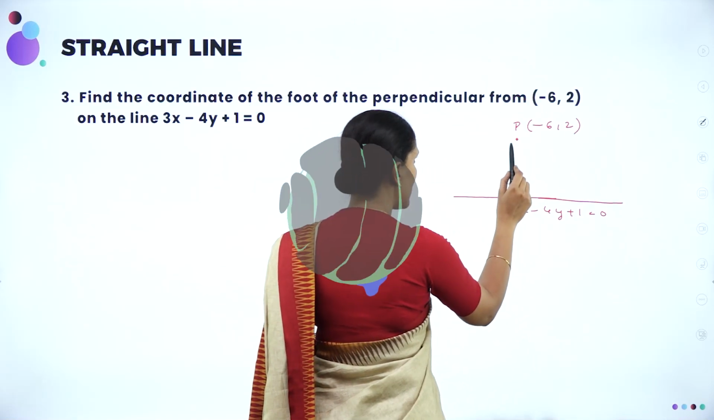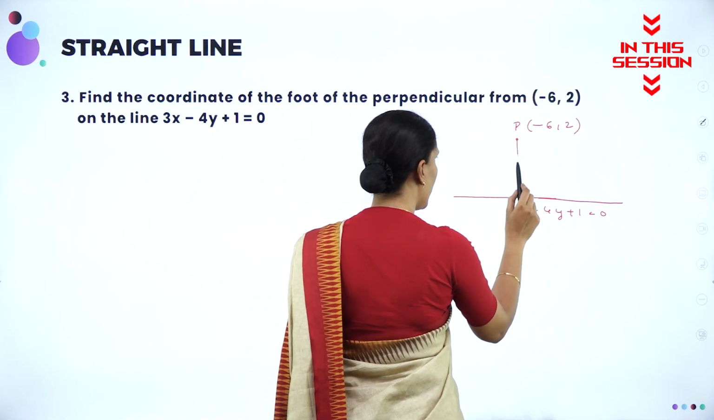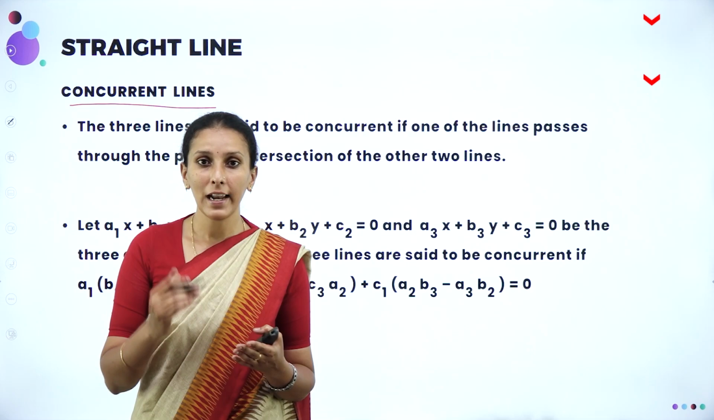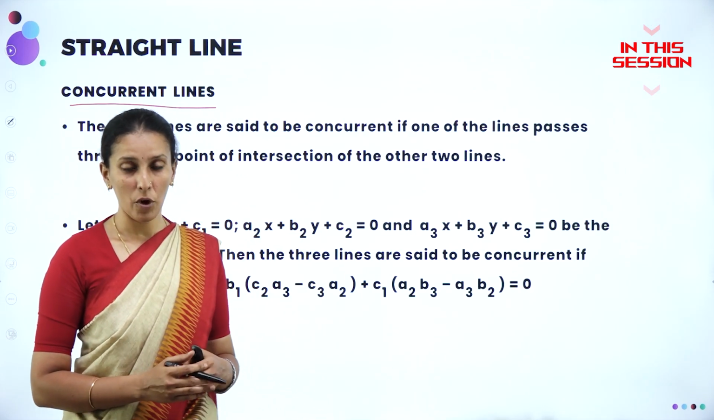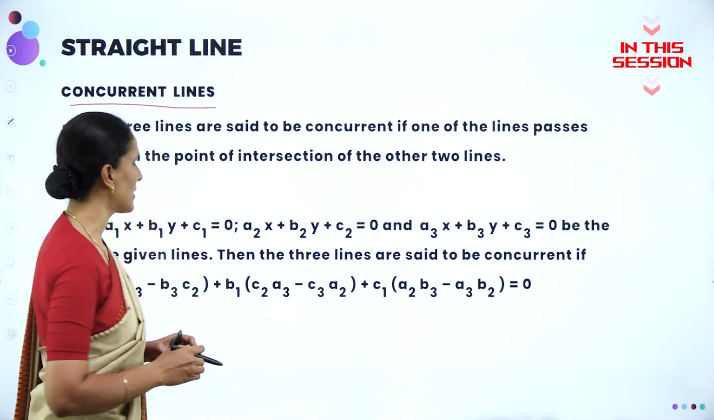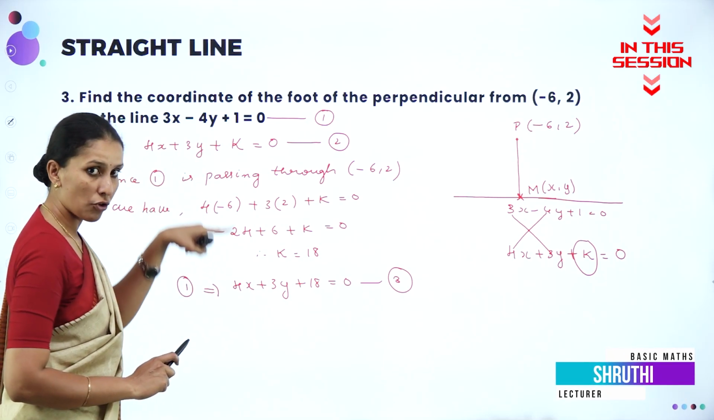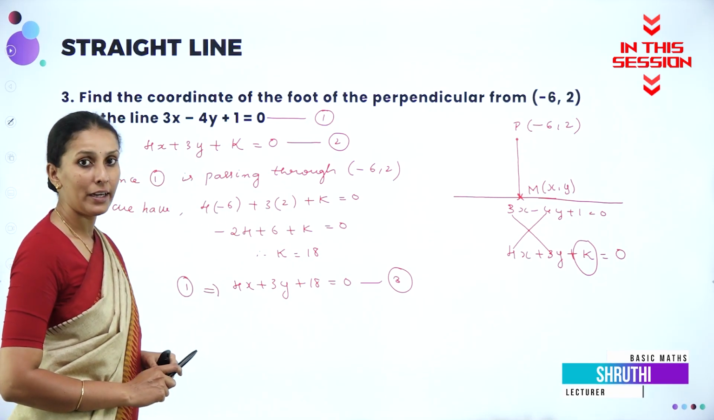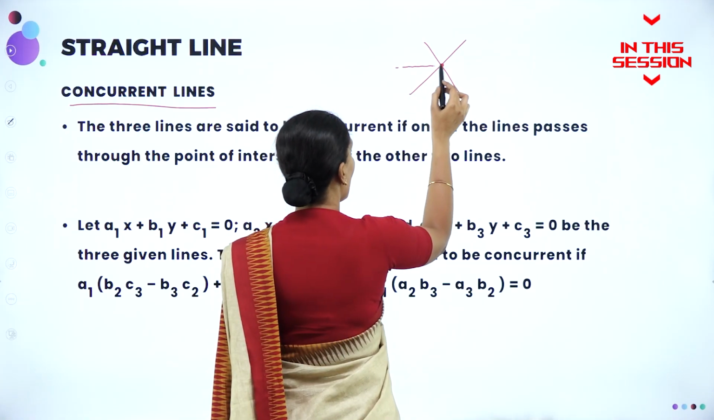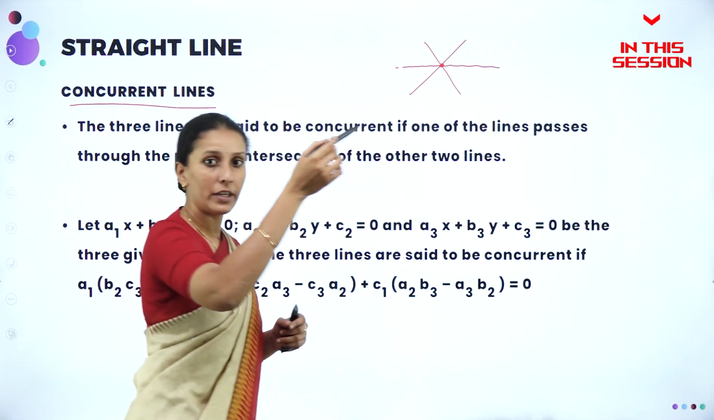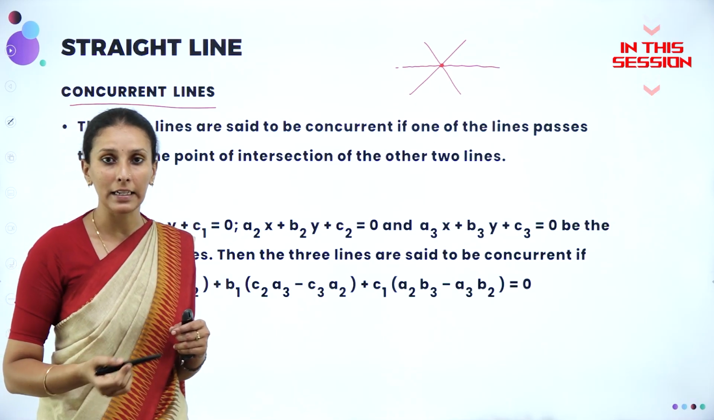So we know the distance from any point to a line is the perpendicular distance. When all the lines pass through the same common point, they are called concurrent lines. If I find the point of intersection by knowing the equations of the lines, then I can easily find point M. If there is another line passing through the same point of intersection, then it is called concurrent lines.